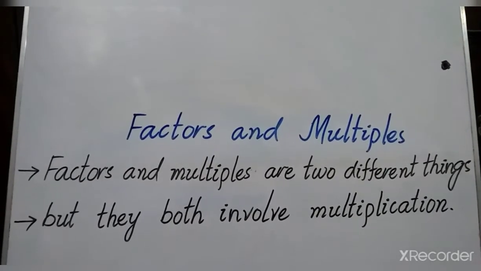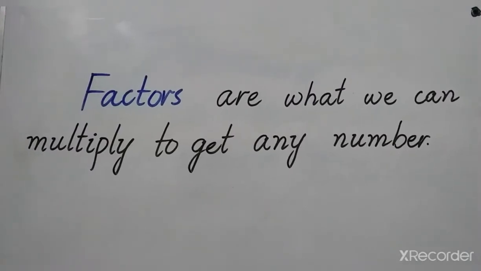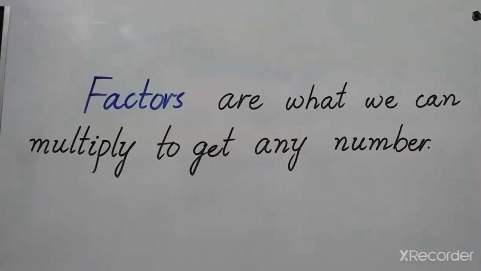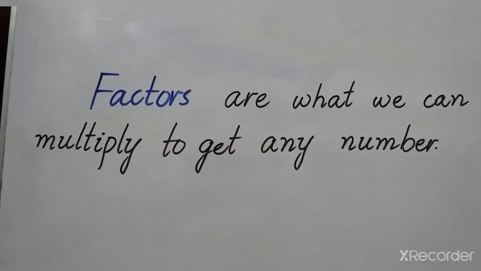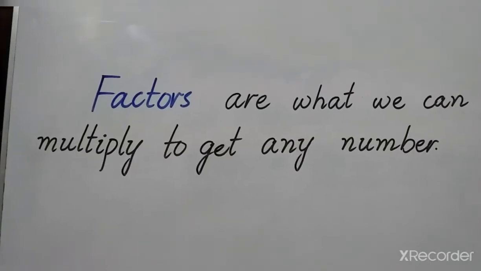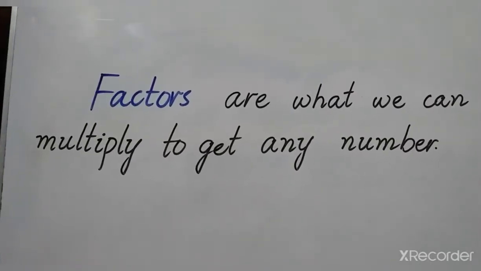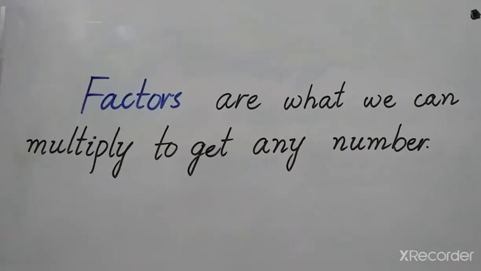पहले हम देखते हैं कि फैक्टर्स एंड मल्टीपल्स होते क्या हैं. सो हियर इज द डेफिनेशन ऑफ फैक्टर्स. फैक्टर्स आर व्हाट वी कैन मल्टीप्लाई टू गेट एनी नंबर. मीन्स जिन नंबर्स को मल्टीप्लाई करने के बाद हमें कुछ आंसर मिले उन नंबर्स को फैक्टर्स कहते हैं. दिस विल बी more clear to you with the help of an example.